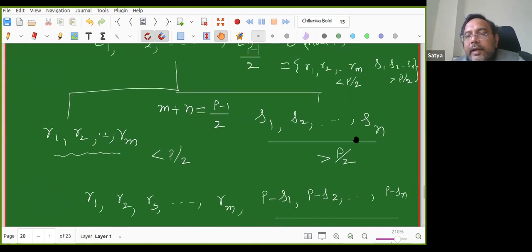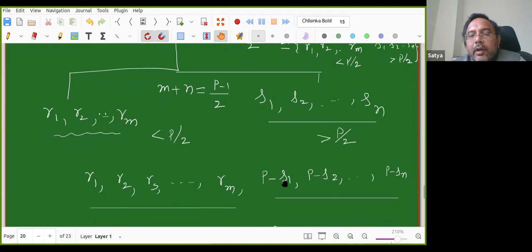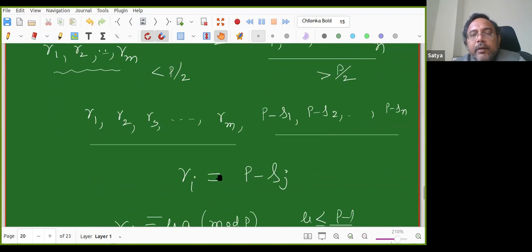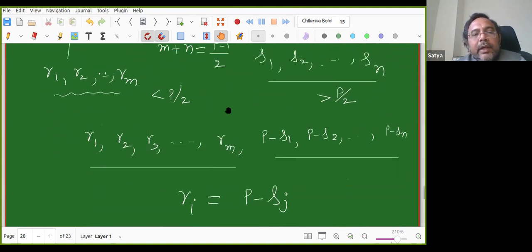Now these are greater than P/2, but they are all less than or equal to P minus 1, remainders. So we subtract them from P: P minus S1, P minus S2, P minus Sn. Now all of these are less than P/2. Earlier we showed that the R's are all distinct; we can easily prove it, because if two of them are equal we get a contradiction. Similarly the S's are distinct. Now we want to prove the entire set is distinct.